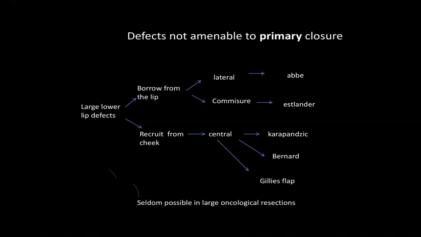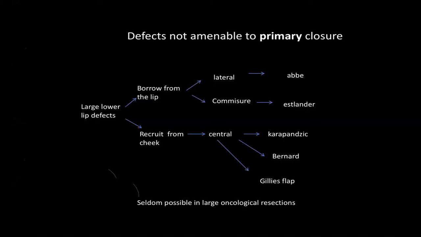And what you do is you try to borrow from the upper lip, or you try and recruit tissue from the cheek. So if you have a lateral defect in the lower lip, you can do an Abbé flap. If there's a commissure defect, an Estlander is fine. If you want to recruit from the cheek, if you have a very large defect, that is more than 2/3 of the lip lost, you can either try a Karapandzic from both sides, a Webster-Bernard from both sides, or a Gillies fan flap to close the defect.